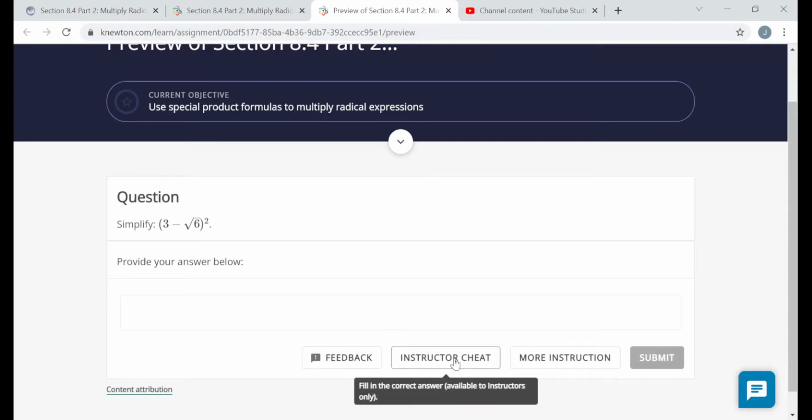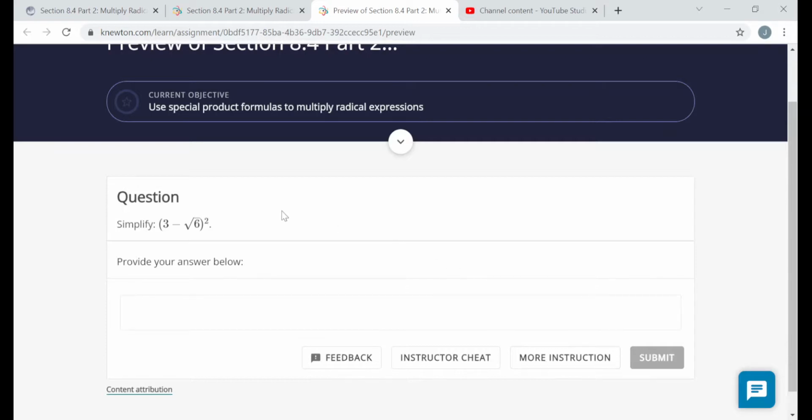You will not see an instructor cheat button. It's for instructors only. But you will see a more instruction button, which I would highly recommend using if you're ever struggling with a question or an objective. Right, click on this button, and some extra reading material or videos or both will be provided to you, and you can hopefully use that to help you out with that particular objective.